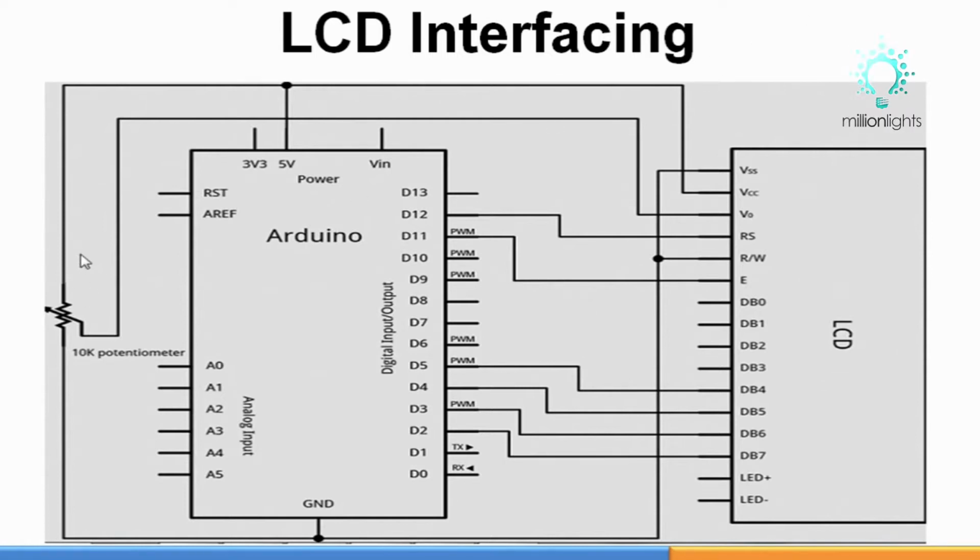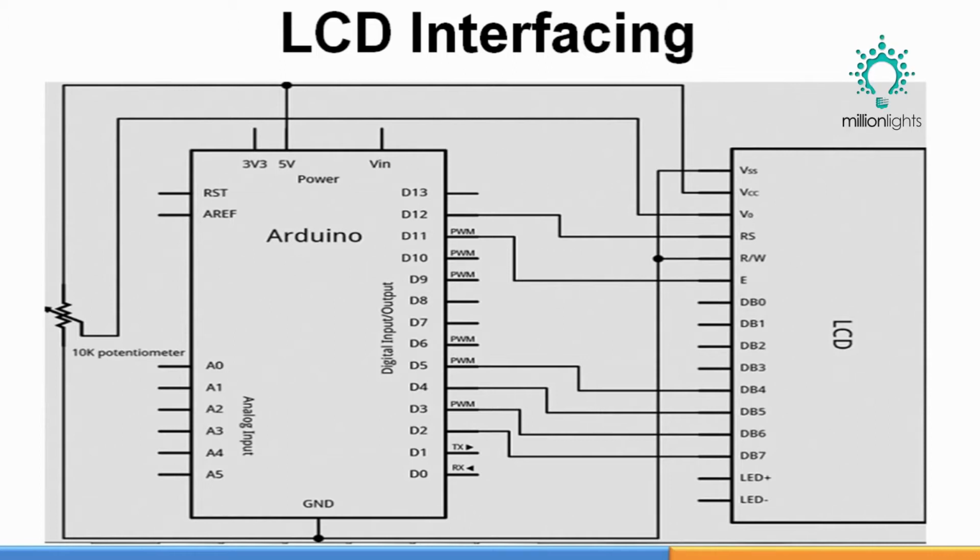The first terminal is connected to 5 volts, the third terminal is connected to ground, and the center terminal, the control shaft or wiper, is connected to VO. So we can adjust the value of the potentiometer, and with the help of that we can adjust the contrast of the LCD display.